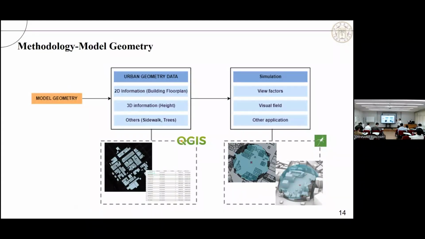Through this data, we can import them into QGIS and then bring it into the Rhino 7 plugin called Grasshopper. Through this plugin, and including some other plugins like Ladybug or Urbano, we can do some simulation, like calculating the view factors that we have mentioned before and the visual field. There are also many other applications.